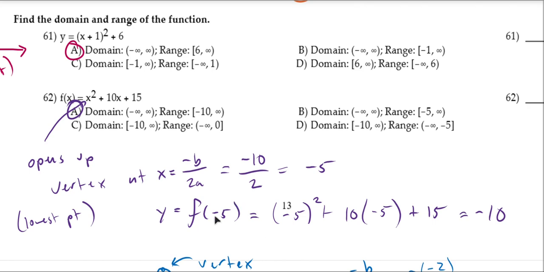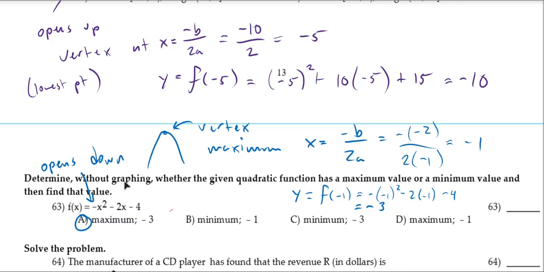And plugging back negative 5 into this function, we find a y value of minus 10. So this is going to be our lowest y value because the parabola is opening up. Our domain is still negative infinity to positive infinity, but our range now goes from negative 10 up to infinity, including negative 10.